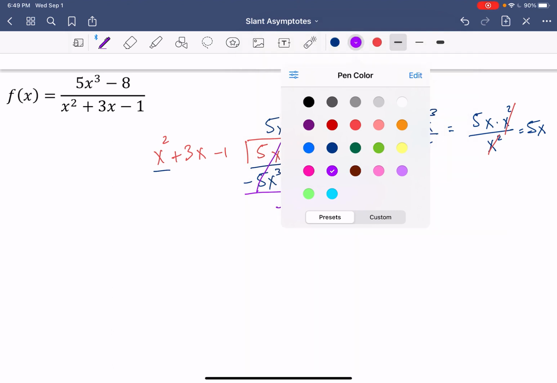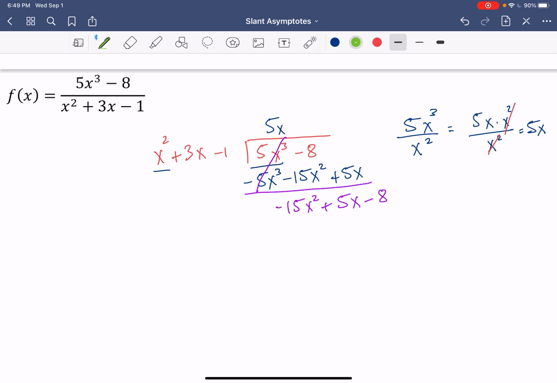I keep switching colors. I don't even think I have a method anymore, so I'm sorry. We're going to divide the highest term from inside with the highest term from the outside. That's negative 15x squared divided by x squared. Okay, and you'll notice that the x squared cancels with the x squared, leaving just a minus 15. Which will be placed up at the top.